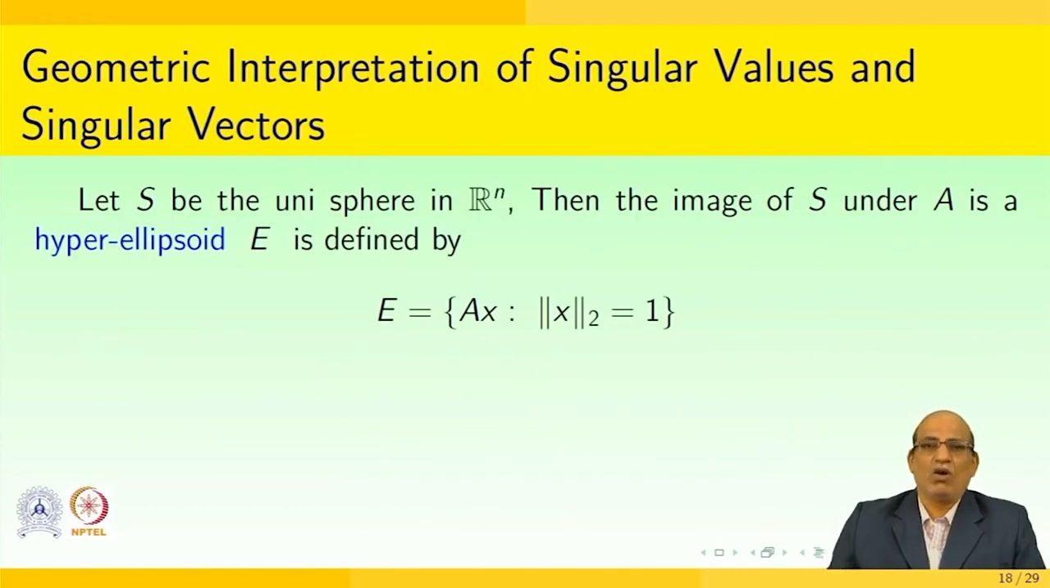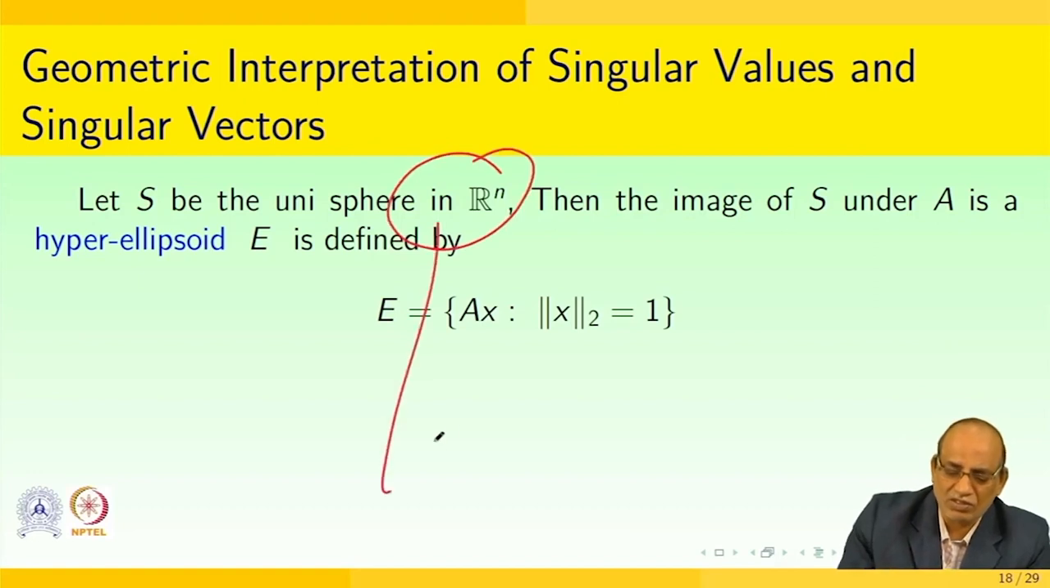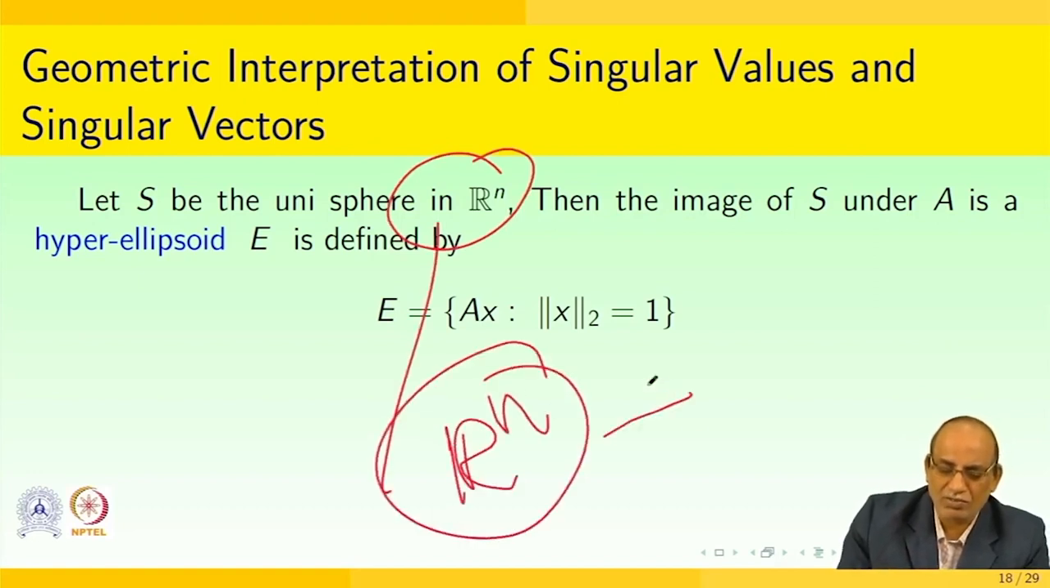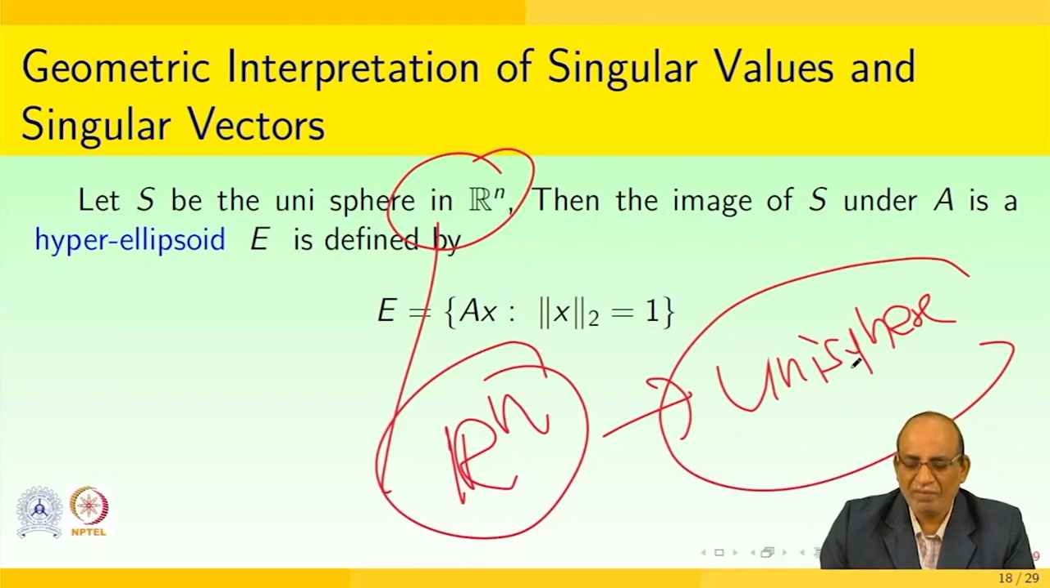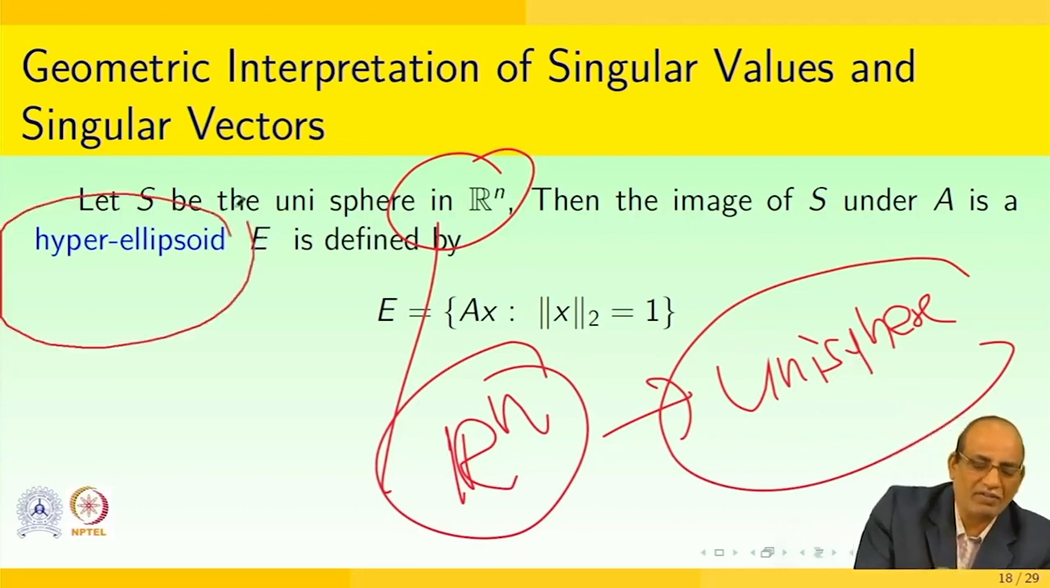Let us move ahead. What is the geometrical interpretation of these singular values, and what is the implication of these values? Geometric interpretation of singular values and singular vectors: how geometrically do they define a particular case? Let S be a unit sphere in R2. So let's start with the unit sphere in R2. Then the image of S under A is a hyper ellipsoid.